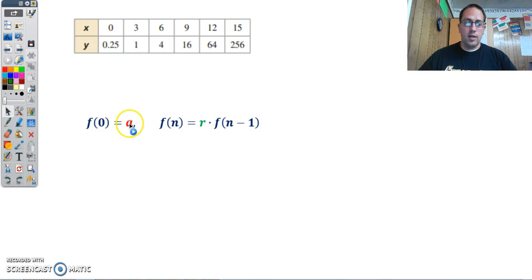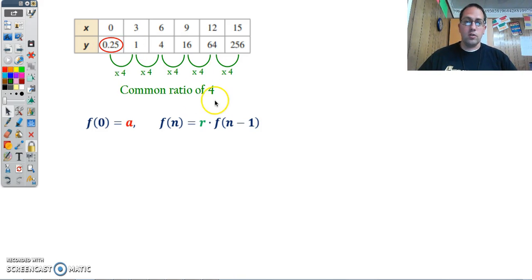So a, what is a? That's where does it start? Well, where f is f of 0. So where does x equal 0, we want to know what's the y value, right? And so a is this 0.25. That's our a value. What's our r value? That would be the common ratio. And if we look up here, let's see, 0.25 times what equals 1? 1 times 4 is 4, though, right? 4 times 4 is 16, and yeah, 1/4 times 4 is 1. So our common ratio is 4, right?